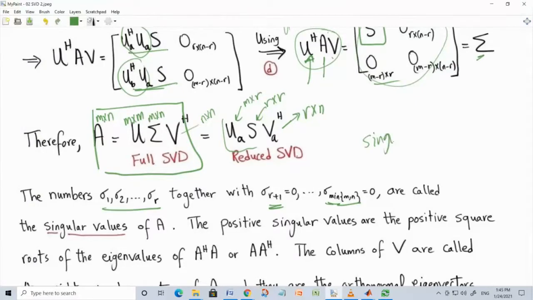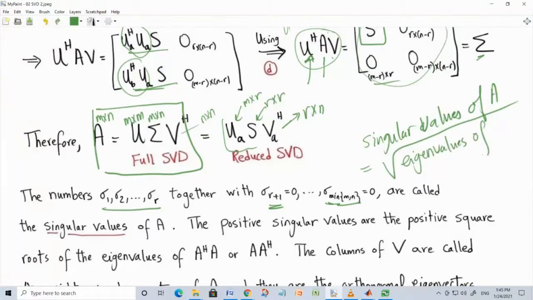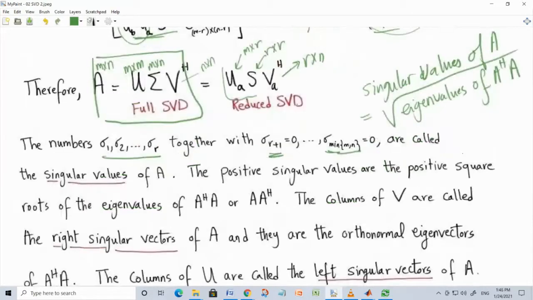So the singular values of A are those sigmas. Remember that when we did the eigen decomposition, the sigma squares were the eigenvalues of A Hermitian A. So the singular values of A are the square roots of the eigenvalues of A Hermitian A or A A Hermitian. Okay, so you can repeat everything playing the game with A Hermitian. Now the columns of V are called the right singular vectors, and the columns of U are the left singular vectors.